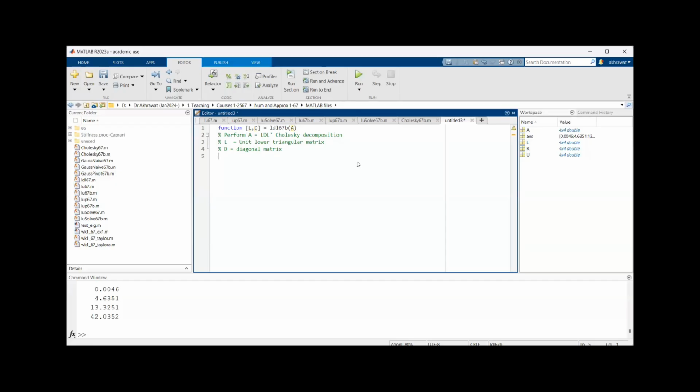Okay, it starts with M, N, to find the size of matrix A. You can add that if M is not equal to N, display the warning. L: start with identity. I will create the identity matrix.